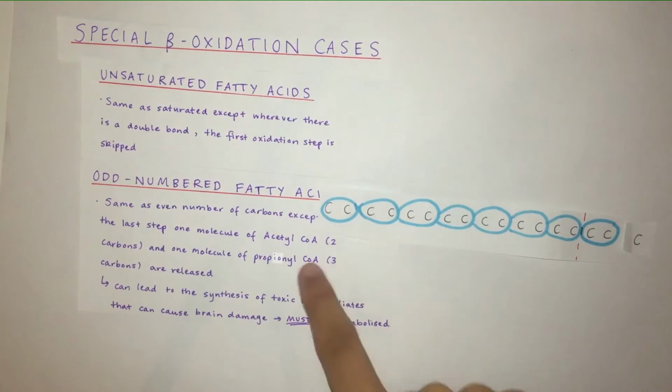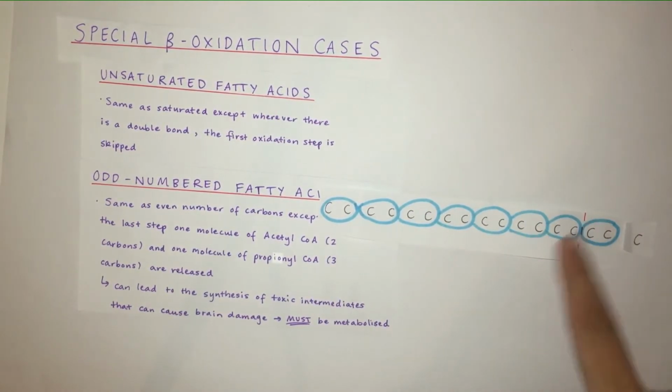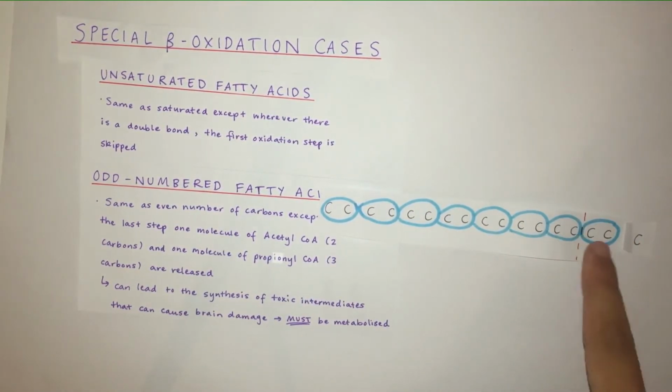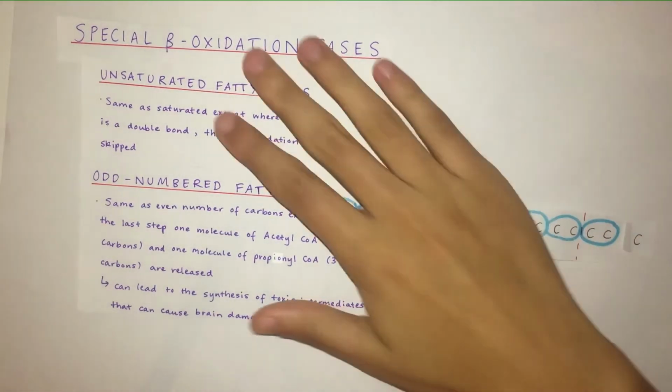As you can see, we go 2, 4, 6, 8, 10, 12, 14, and then usually this would just break off to become 2 acetyl-CoAs. But here we have an extra carbon, and that extra carbon causes a 3-carbon molecule to be produced called propionyl-CoA, which has its own metabolism, which we'll look at in a second. Now, propionyl-CoA can lead to the synthesis of toxic intermediates when it's metabolized, and this can cause brain damage. So you have to metabolize propionyl-CoA fully, and we're going to have a look at how that happens right now.